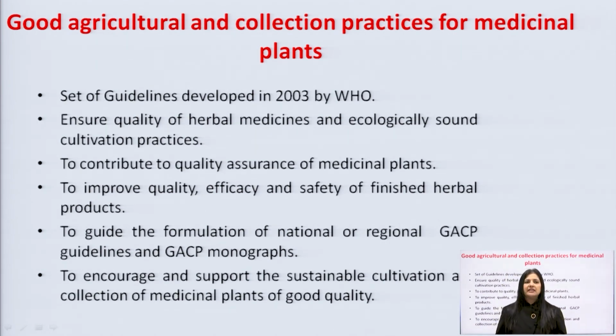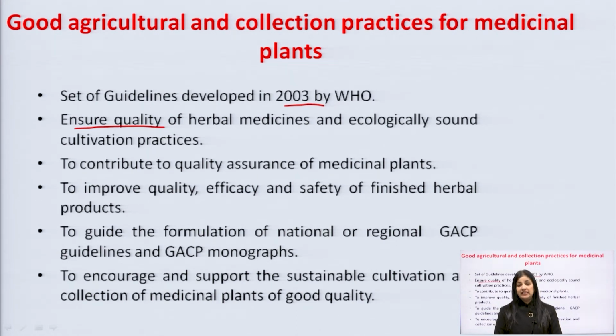Now, we need to study the good agriculture and collection practices for medicinal plants. These are a set of guidelines which have been developed by the World Health Organization in the year 2003. These guidelines have been given to ensure the quality of herbal medicines and ecologically sound cultivation practices.